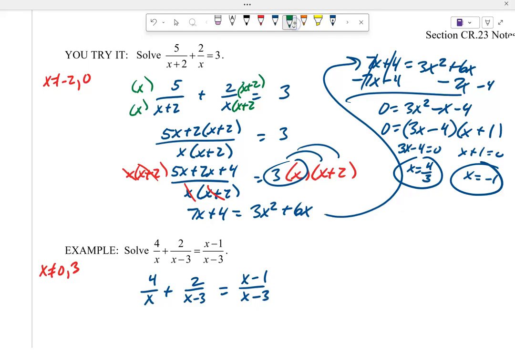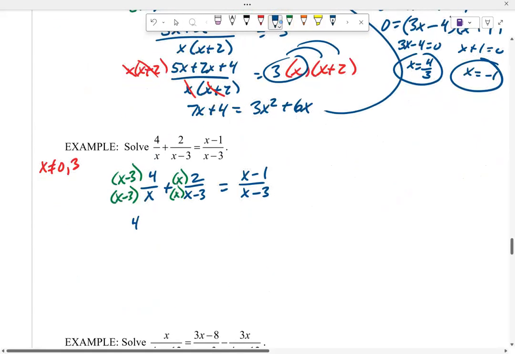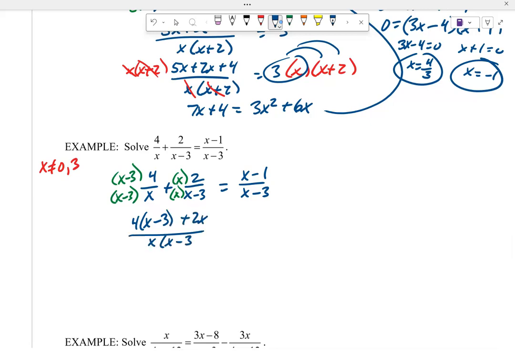So we're going to have to give this an x minus 3 top and bottom. We're going to have to give this one an x and x. And so we have 4 times that quantity x minus 3 plus 2x. This is all over that x minus 3 common denominator. Let me distribute that. And notice now I've got one fraction over one fraction. So let's go ahead and start clearing out. Multiply this side times x minus 3. And notice the x minus 3's cancel on the right-hand side.